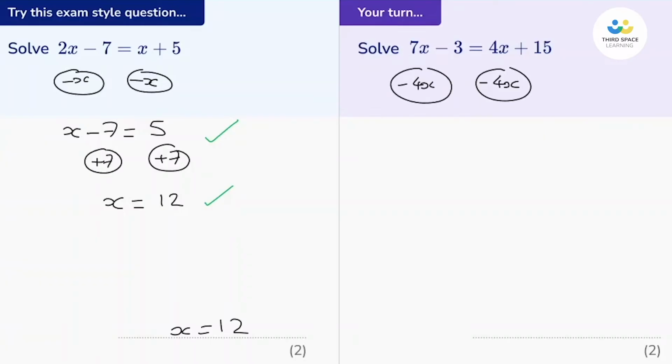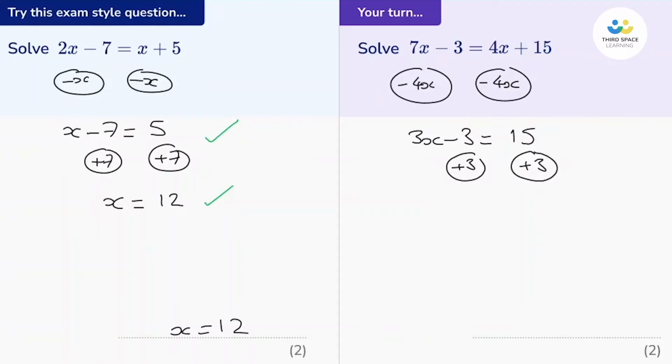So 7x take away 4x is 3x. The -3 is still there. Equal sign lined up. 4x take away 4x is 0, so we're just left with 15 on the right. Now we've got 3x take away 3 on the left-hand side. Now we don't want that -3, so let's get rid of it. Let's add 3 to the left-hand side and add 3 to the right.